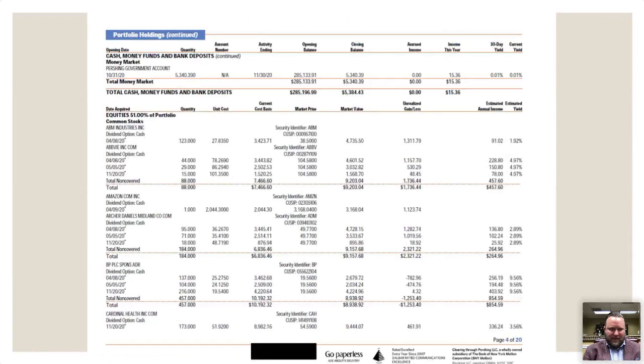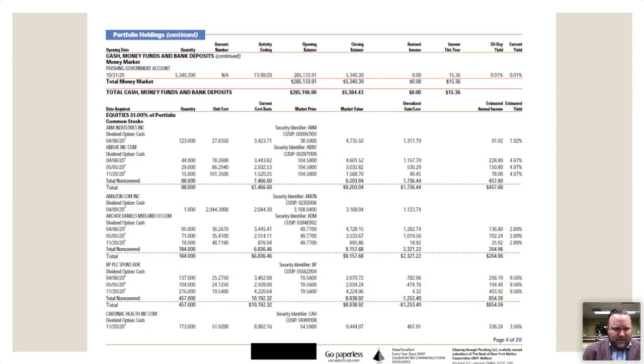All right, on the next page of this statement, let's look at the columns at the top, portfolio holdings. We've got opening date, quantity, account number, activity, opening balance, closing balance, accrued income, income this year, 30-day yield, and current yield. That's all the columns that you see. So moving down the page, the information you see corresponds with the top header. So opening date, that's the date that this statement generated. So in this case, 10/31 of 2020.